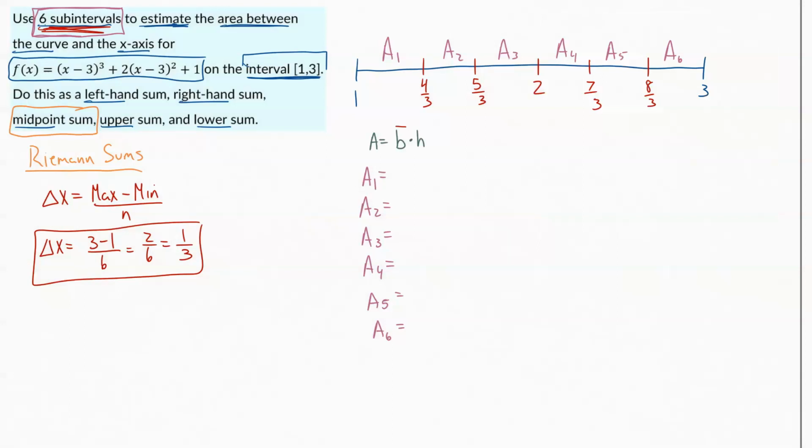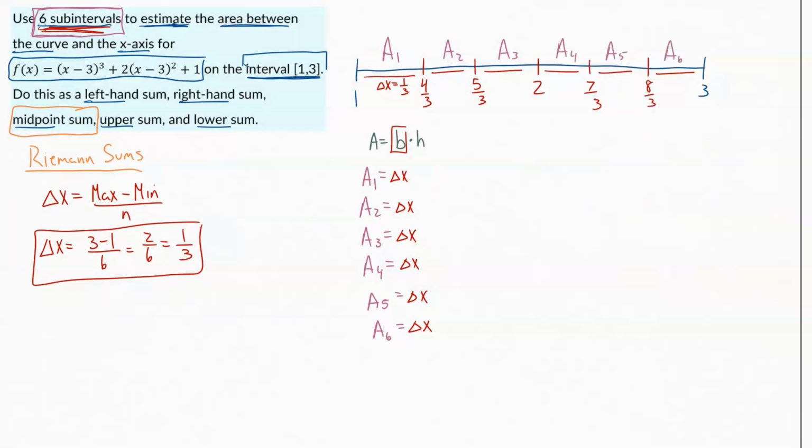The base of all of our rectangles is this gap down here. This is that delta x that we found. That's 1/3, and it is the same gap on every single one of these sections here. So the base of all of our rectangles is going to be delta x. So delta x, delta x, delta x, delta x, delta x.